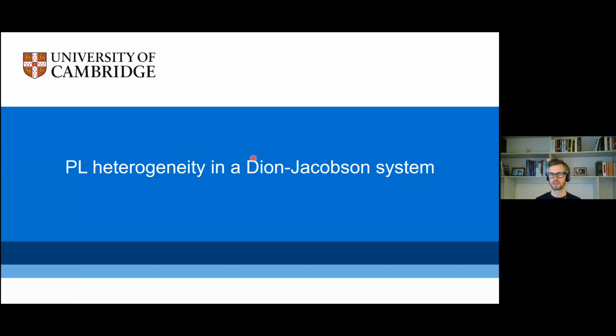Here now I would like to highlight a story that really tells you why, when we are looking at some of these systems, it's very important to consider heterogeneities, variations at a local scale. We cannot just look at a sample macroscopically and assume it was one kind of semiconductor.